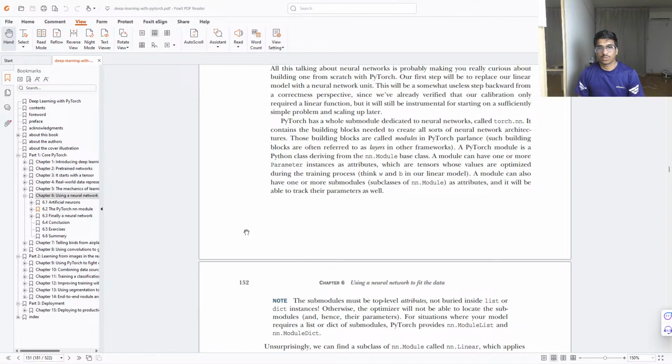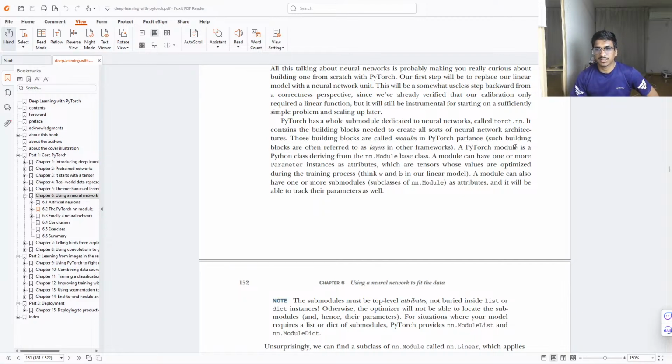PyTorch has a whole submodule dedicated to neural networks called torch.nn. It contains the building blocks needed to create all types of neural network architectures. These building blocks are called modules. In PyTorch parlance, such building blocks are often referred to as layers in other frameworks.